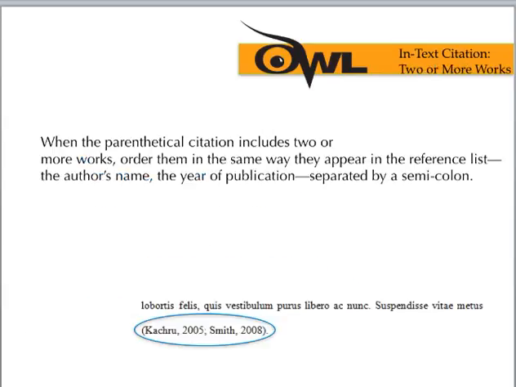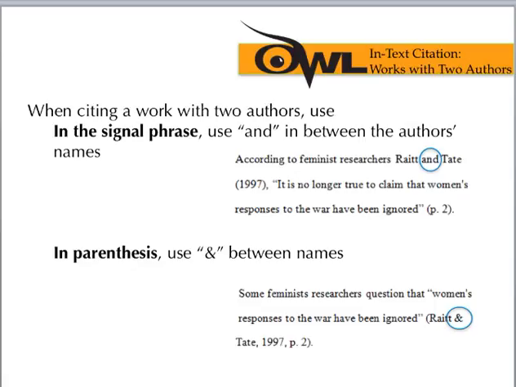So when it includes two or more people, make sure that they are both referenced in your parentheses, so that if the idea comes from two people or they are the authors of the same book, they also get credit. You can see here using "and" in between the author's names, and in parentheses using the symbol in the citation. So when you're writing, use the word. When you're using the parentheses, use the symbol.